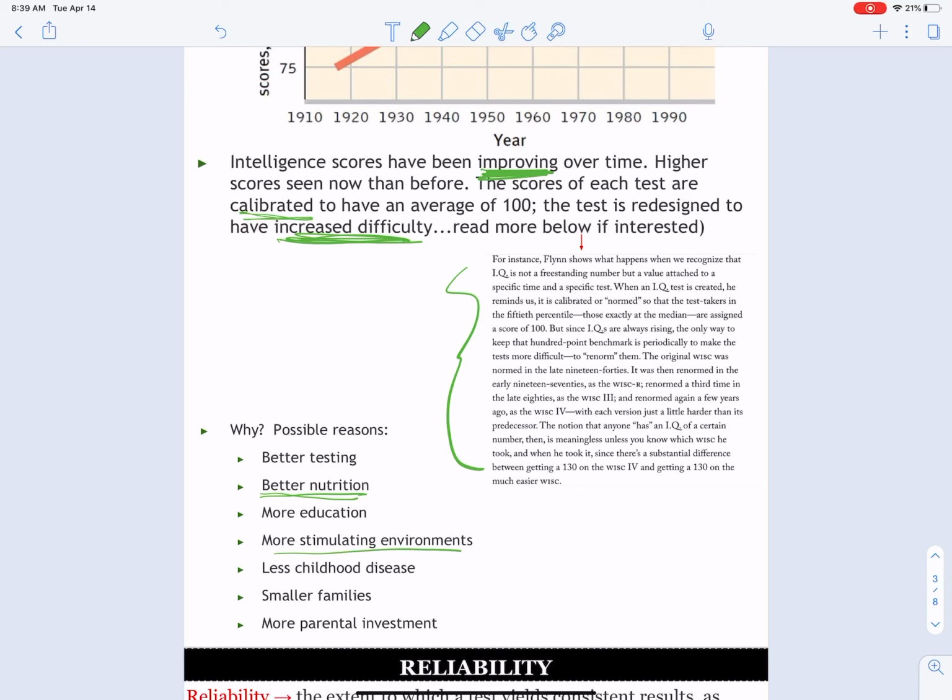More stimulating environments, less childhood disease, smaller families, which allow parents to dedicate more investment into each child's educational experience. And also, when you have smaller families, you have less of a need for the kids to go out and go to work right away to help support the family. So there has been a shift in that demand as well over time.